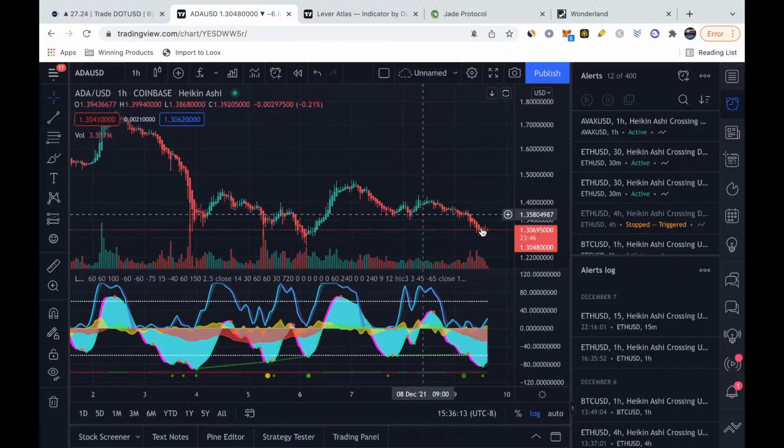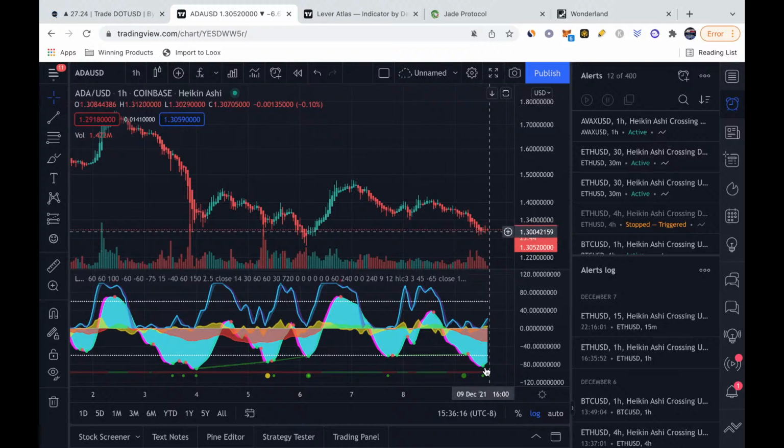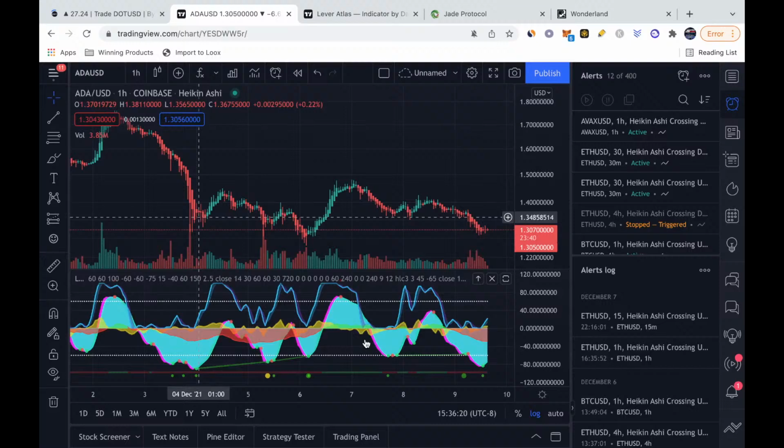What do we think about Cardano here? Cardano seems to have hit a price bottom, right? We got a green dot down here on Lever Atlas on the 1 hour time frame.